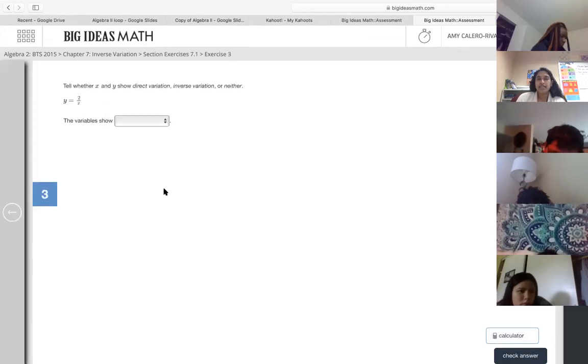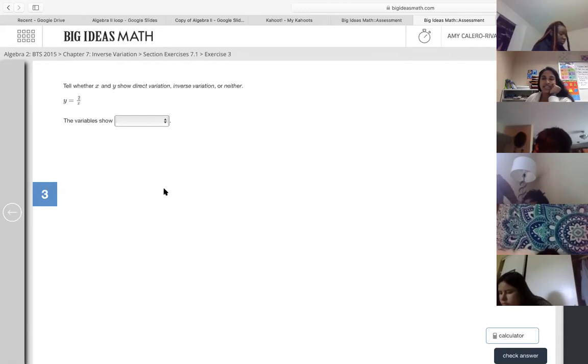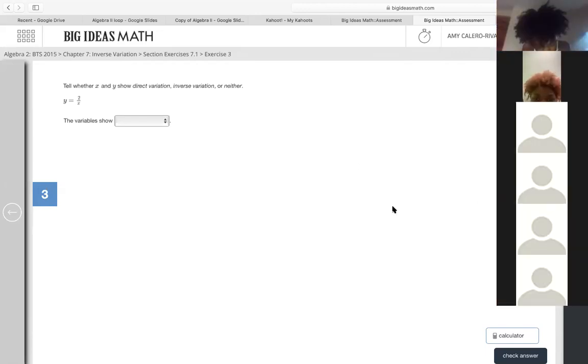All right, let's go ahead and answer number 3 together. This will be a freebie for your homework today. The first question says, tell whether X and Y show direct variation, inverse variation, or neither. I'll give everyone a minute to think about it. I want you to type in your answer on your own Big Ideas Math. That way you get one problem done for today, and then I'll call on someone. So decide whether this is direct, inverse, or neither. And then I'll call on someone.